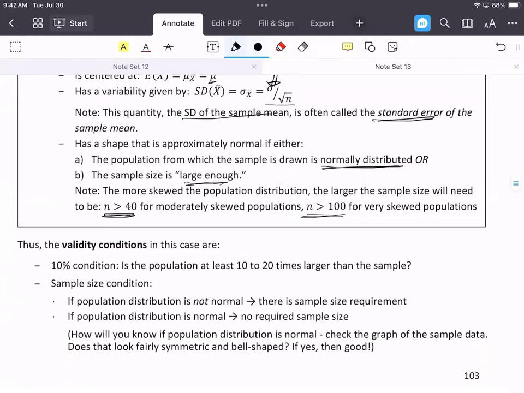The validity conditions in this case are very simple. We have that 10% condition again, where the population is at least 10 to 20 times the size of the sample. If it is, we're good to go. Now, the sample size condition, if the population distribution is not normal, then there is a sample size requirement, and we're going to focus on n greater than 40 here. If the population distribution is normal, there's no required sample size, which is kind of nice. How will we know, though, if that population distribution is normal? Well, you can be told that, or you can check the graph of the sample data if you have it. If it looks fairly symmetric and bell shaped, then we're pretty good to go. But we're going to focus in this class on n being greater than 40.